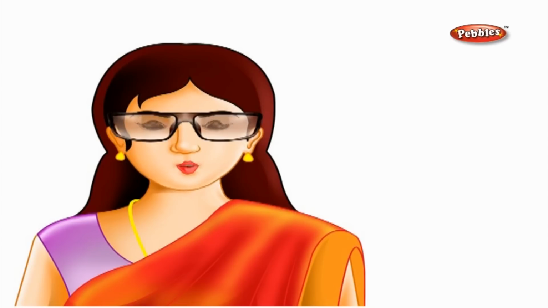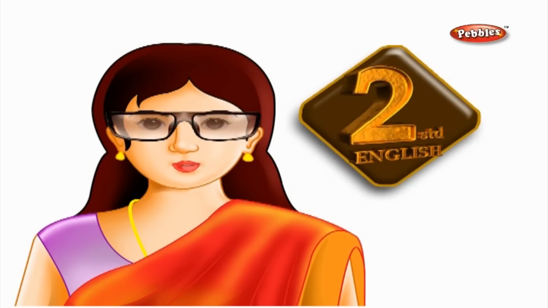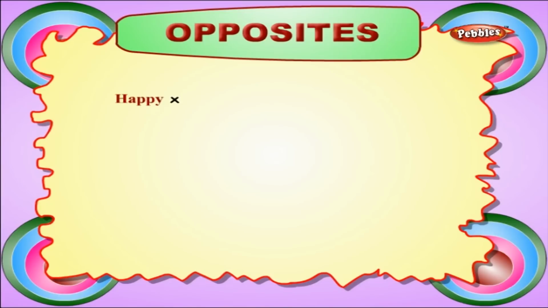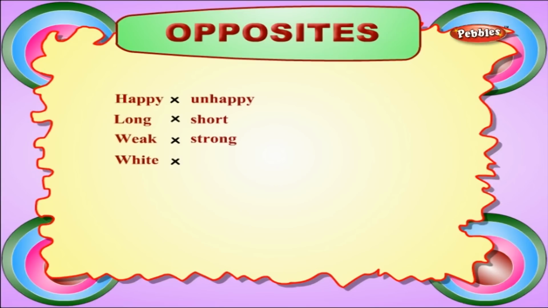Opposites. Let us understand this definition with the help of some examples. The opposite word for happy is unhappy. The opposite word for long is short. The opposite of weak is strong. The opposite of white is black. The opposite of sweet is sour. The opposite of young is old. The opposite of pretty is ugly.